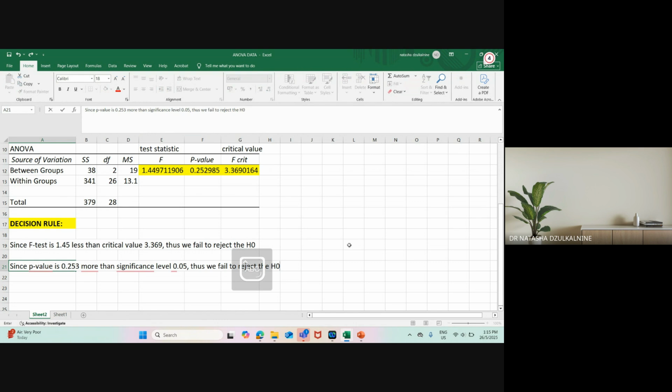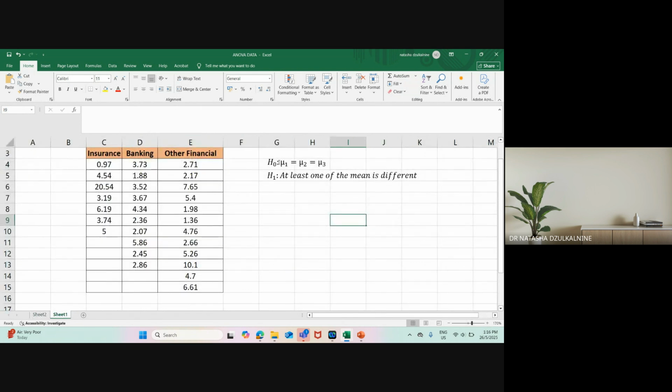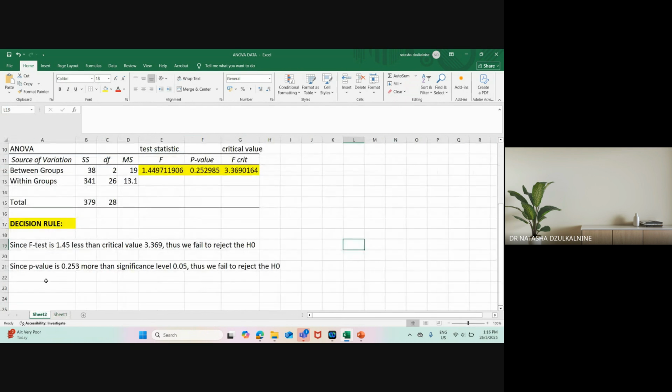So we have our decision rule, and looking back at our hypothesis, since we failed to reject our null hypothesis, we can conclude that all the means are equal. So what will be our conclusion?